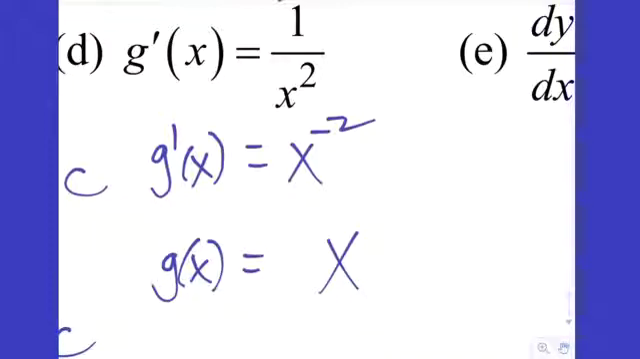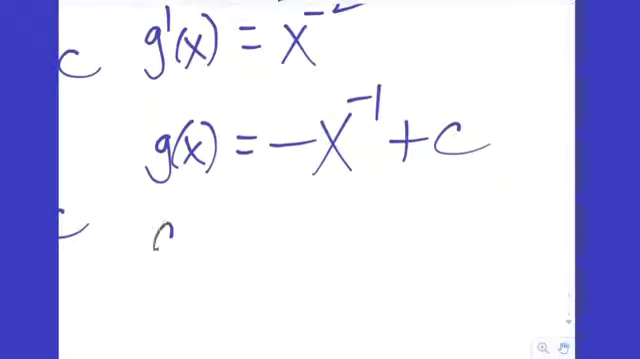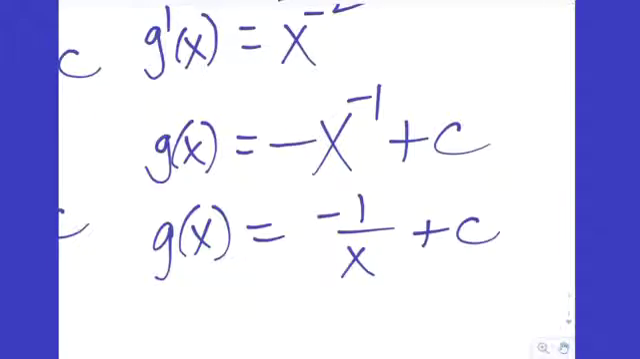What's negative 2 plus 1? Negative 1. And then you divide by the new exponent, but dividing by negative 1 is the same as multiplying by negative 1. So you can put a negative 1 in front, and then we tie it off with the what? Plus c. Don't forget the plus c. You will lose points every time you're finding an antiderivative and you don't put plus c. You don't want to lose those points. You don't want to become a statistic. That is a totally different class. Okay? So now we'll just clean this up, and we get negative 1 over x plus c.